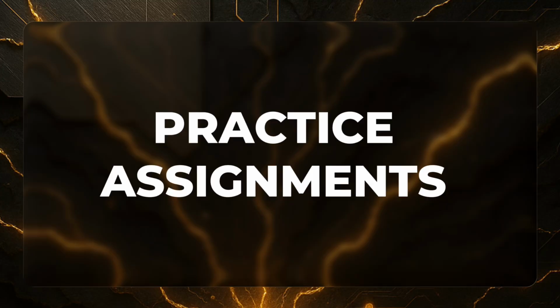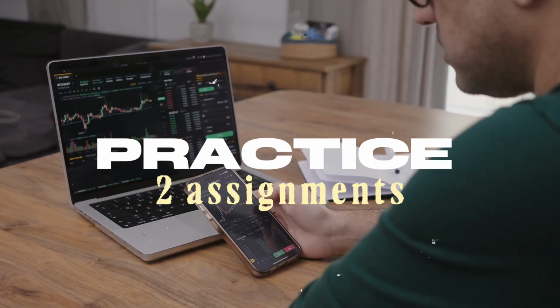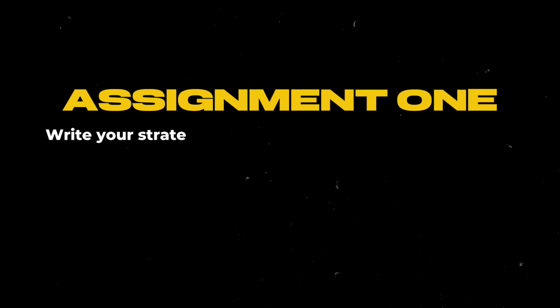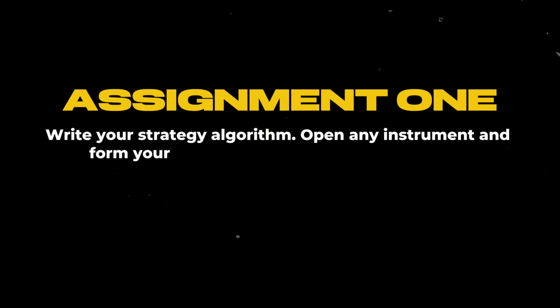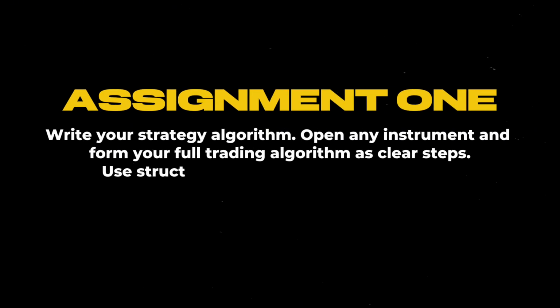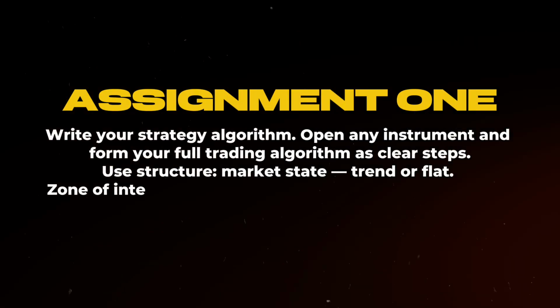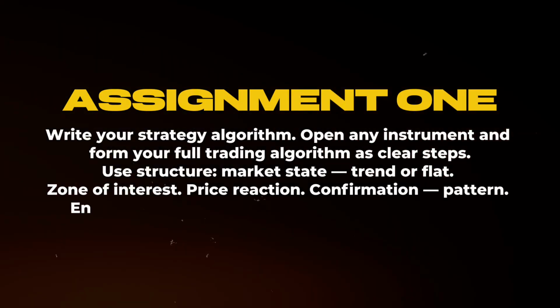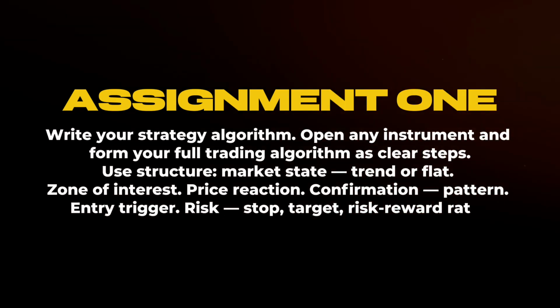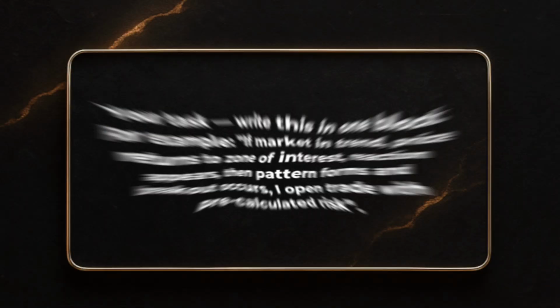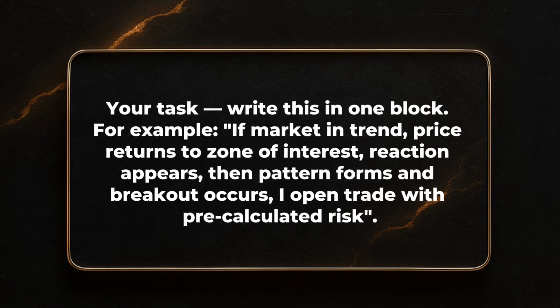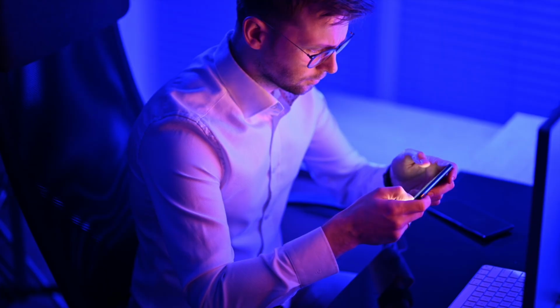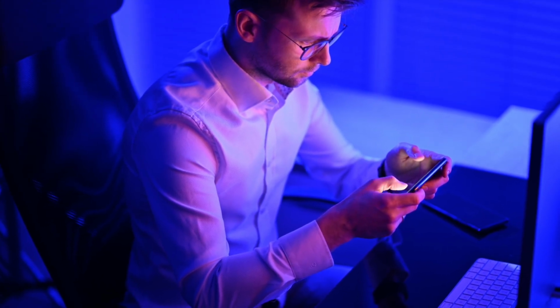Practice assignments. Two assignments on Strifor demo account. Assignment 1. Write your strategy algorithm. Open any instrument and form your full trading algorithm as clear steps. Use structure: market state, trend or flat, zone of interest, price reaction, confirmation, pattern, entry trigger, risk, stop, target, risk-reward ratio. Your task: write this in one block. For example, if market is in trend, price returns to zone of interest, reaction appears, then pattern forms and breakout occurs, I open trade with pre-calculated risk. Important: no intuition, only clear conditions. Goal: turn knowledge into concrete rules.